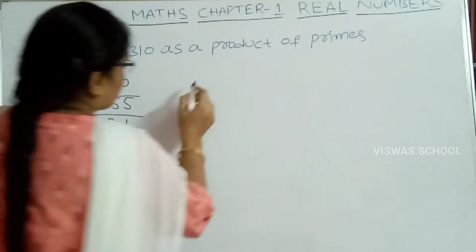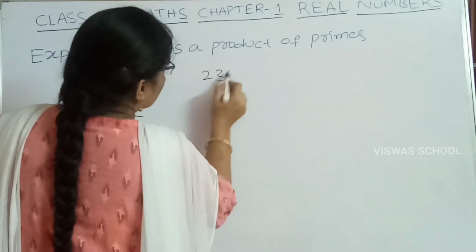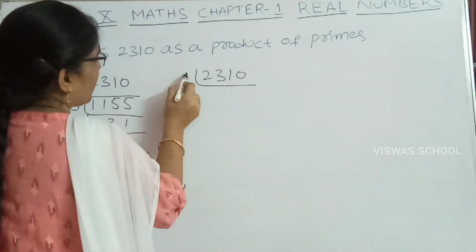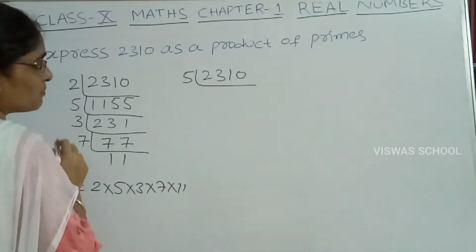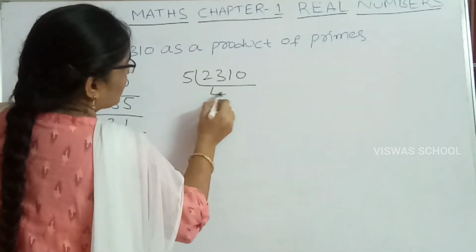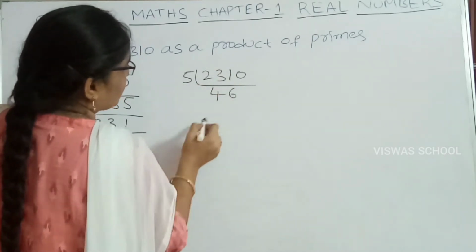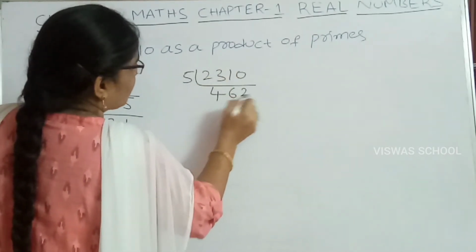Let us see in another way also. That is 2310. Here first I am starting with 5. 5 is also a prime. 5 4s are 20. Remaining here 3. That is 5 6s are 30. Remaining here 1. That is 5 2s are 10.